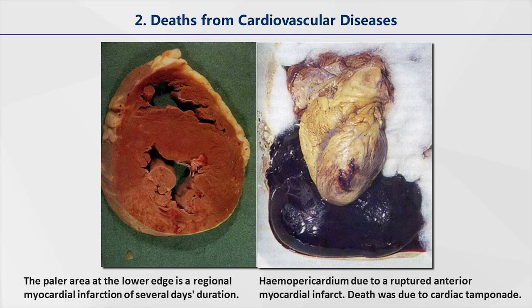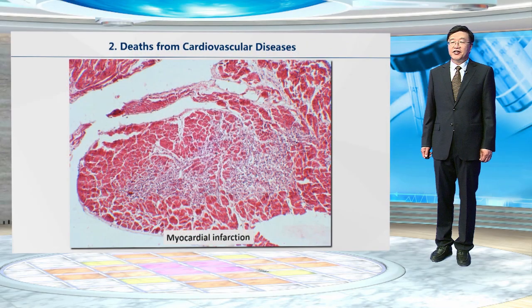The left picture shows a pale area at the lower edge, a regional myocardial infarction of several days duration. The right picture shows hemopericardium due to rupture of an anterior myocardial infarct. That was due to cardiac tamponade. Here are the histological changes of regional myocardial infarction of several days duration.